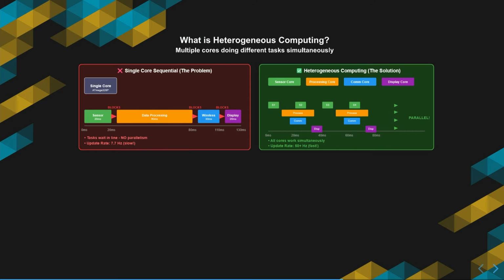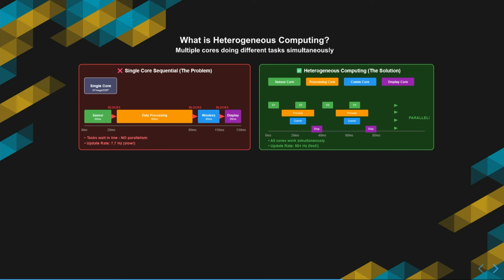Now you look at the timeline. Now sensor reading happens every 20 milliseconds like they should. Processing happens in parallel. Communication and display happens in parallel. All cores work simultaneously. The result? Update rate jumps to 50 plus Hertz. That's a 6.5x performance improvement.